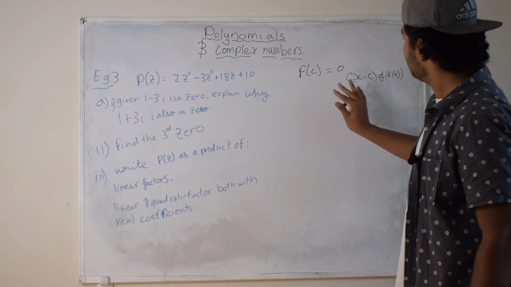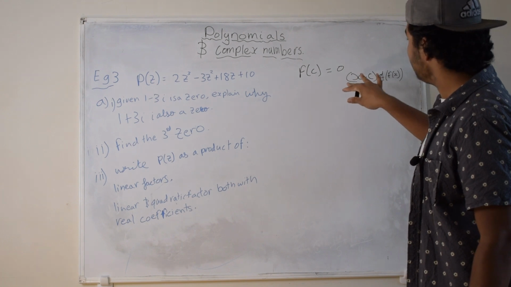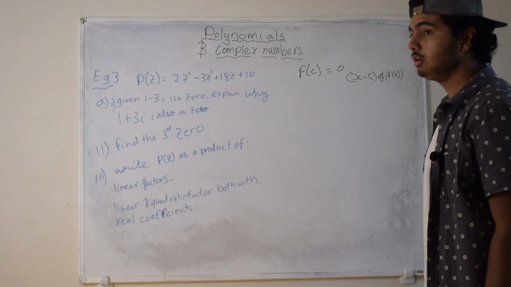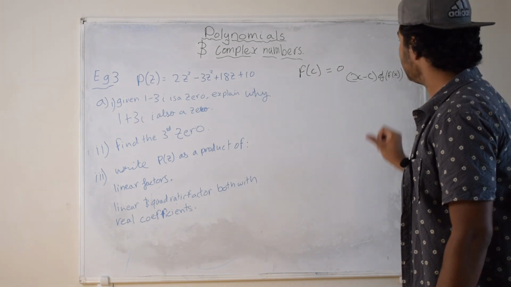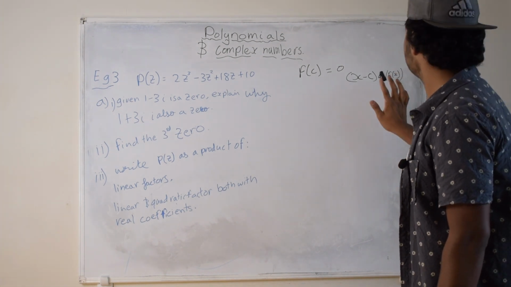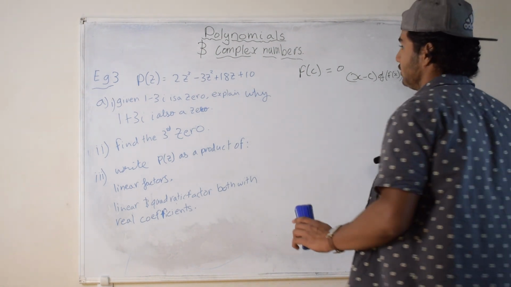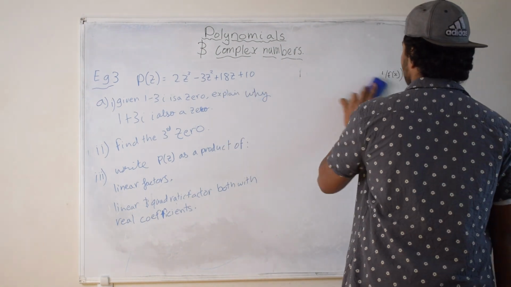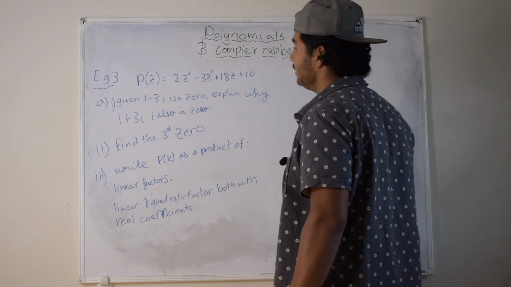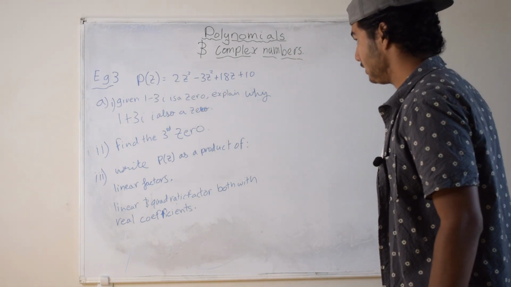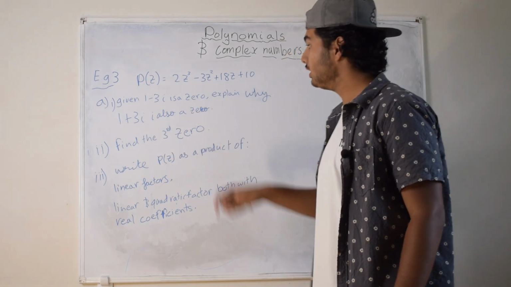Again, x minus c, if c gives you the value of 0, you know that that is going to be a factor of f of x. So yeah, just a little note to ourselves. We'll start with a. It says, if it's given us our first root, which is 1 minus 3i is 0, explain why 1 plus 3i is also 0.